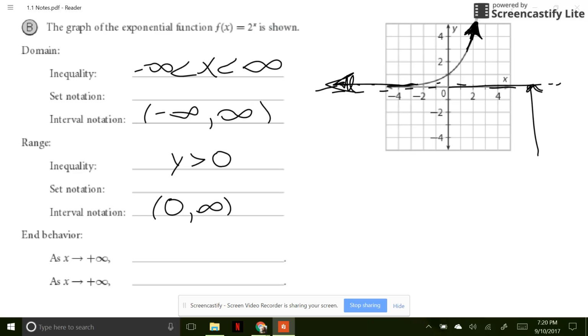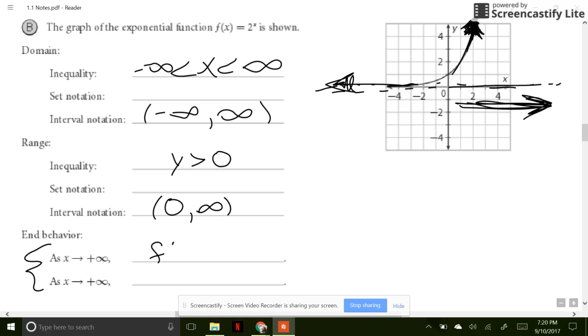And behavior, again, we always use this notation. Those are the two places we look. We always look as x approaches positive infinity. So as our graph looks to the right, what are the y values doing? As we look to the right, our y values are going up, up, up into positive infinity.